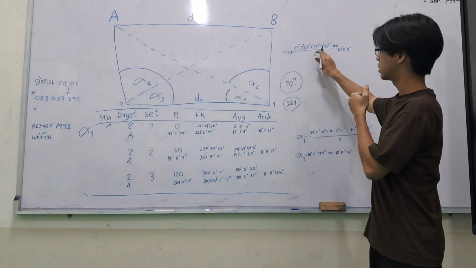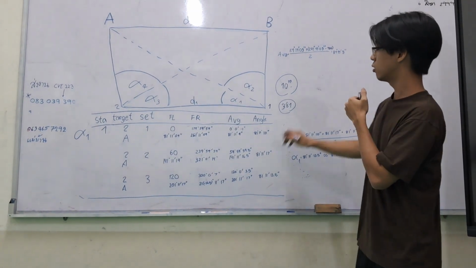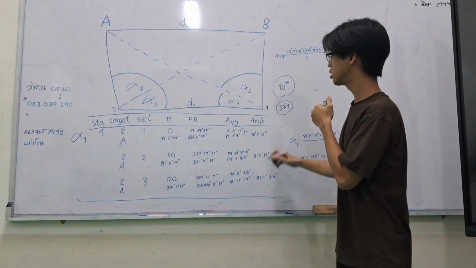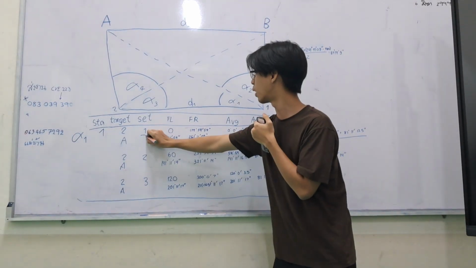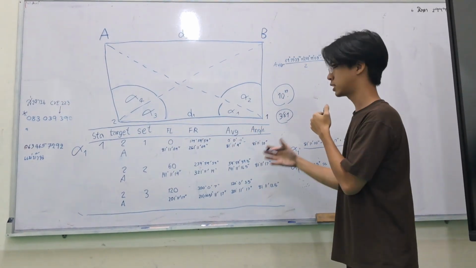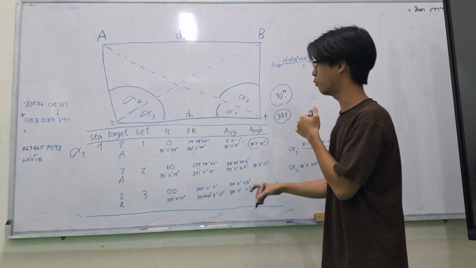And 81 plus 261 minus 180 divided by 2. We got around 81°11'9". We need to add these two angles together to get our final angle for set 1. After we get the average angle of these two data, we subtract it to get the final angle for set 1.